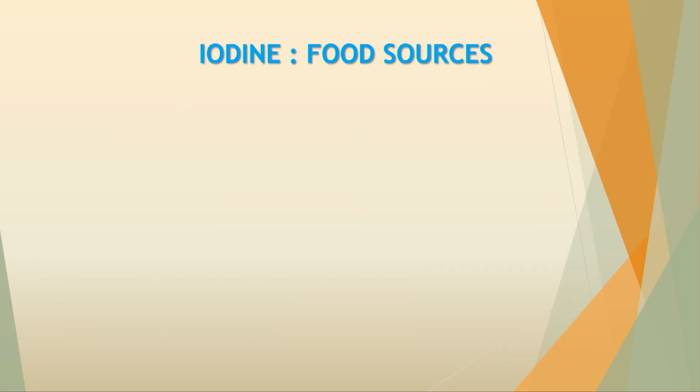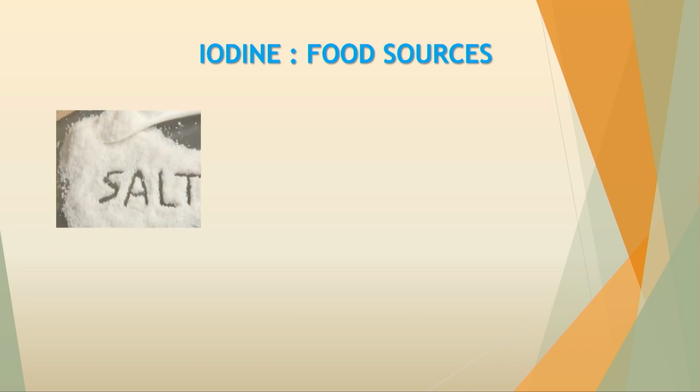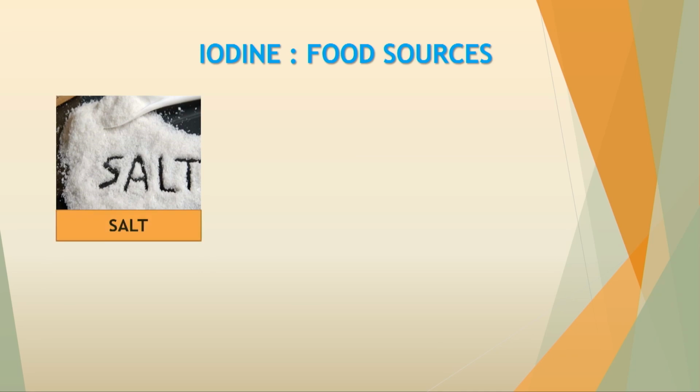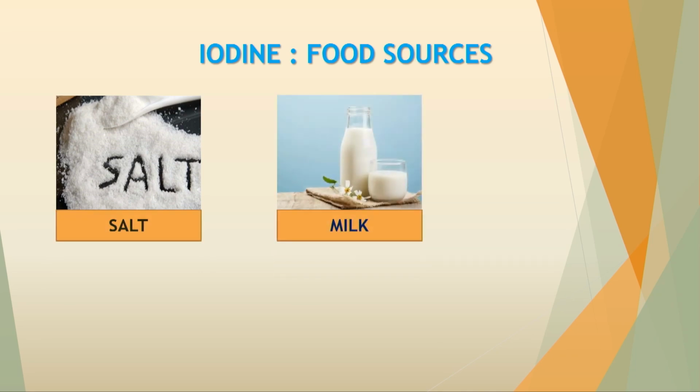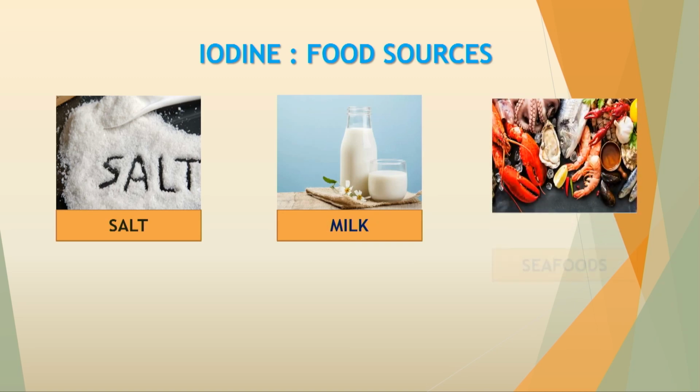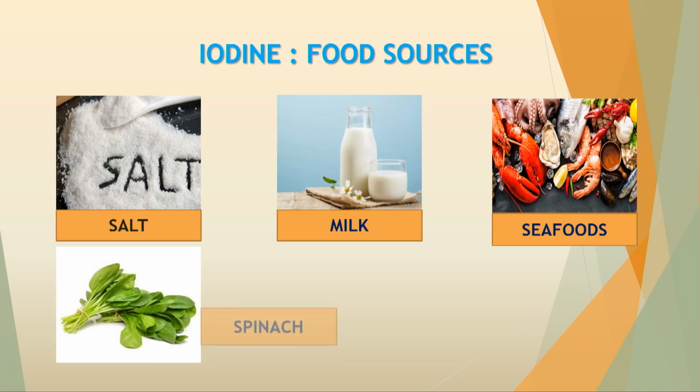Let's learn about iodine. The food sources of iodine are salt, milk, seafoods, spinach. To note that strawberries and cranberries are also good sources of iodine.